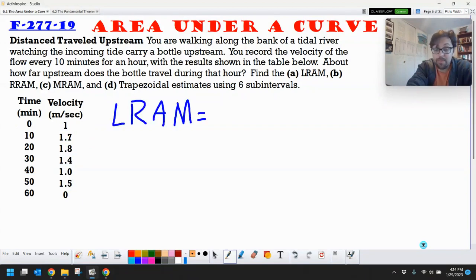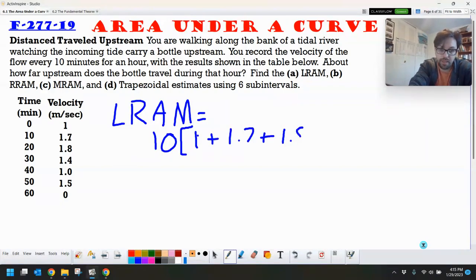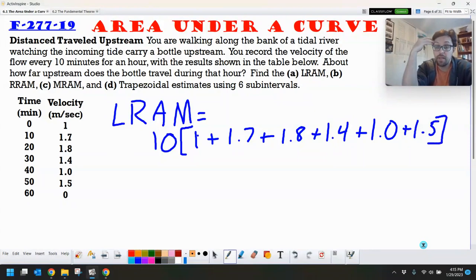So our LRAM is going to be the width of our rectangles. The width of all these rectangles is 10, because you can see in each one of these we're going by 10. And then it's going to be multiplied by all of the heights. Each one of those heights is going to get multiplied by 10. So we just have to add them all up: 1 plus 1.7 plus 1.8 plus 1.4 plus 1.0 plus 1.5. So we have to type that into our calculator. I'll take care of that. So our LRAM is going to be 84.